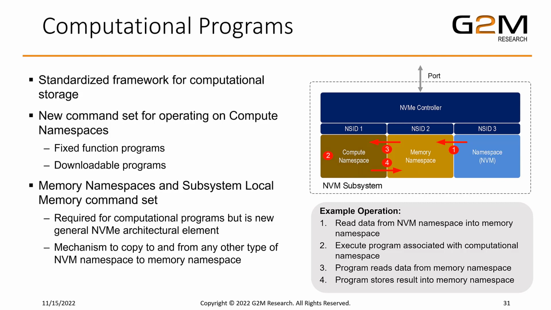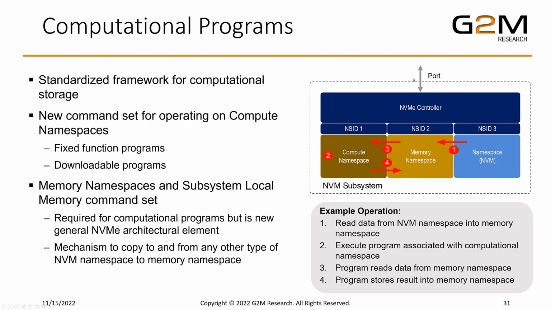In addition to computational programs, we need memory to operate on. So we are standardizing subsystem local memory and adding a command set for subsystem local memory. So what you'll be able to do is basically issue a command that transfers data from an NVMe namespace to a memory namespace. You'll then be able to execute a computational program on that memory namespace and then retrieve that data back to the host, or the aggregated answer for that computational storage back to the host. So that's computational programs. That's one way we're looking at accelerating things.